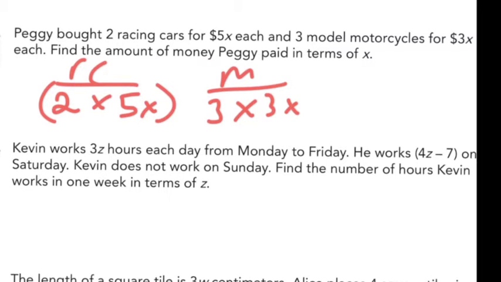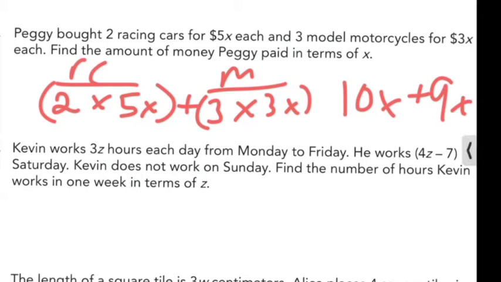Okay, so what we're going to do is we have to figure out how much she paid in total. So we're going to add these. So now I have 2 times 5x. You can actually multiply that even though the 2 doesn't have a variable. So it's 2 times 5x, which is going to be 10x plus 3 times 3x is going to be 9x. Now I can combine them because they're both variables, so 10x plus 9x is going to be 19x, and I'm going to write dollars because it's 19x dollars. Sorry, it's a little sloppy there.